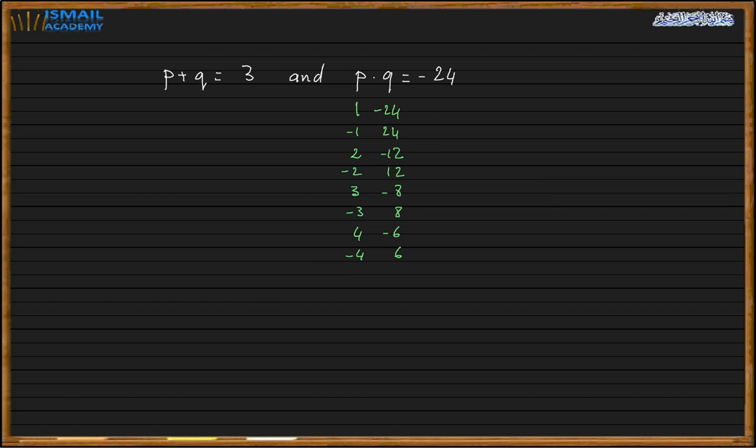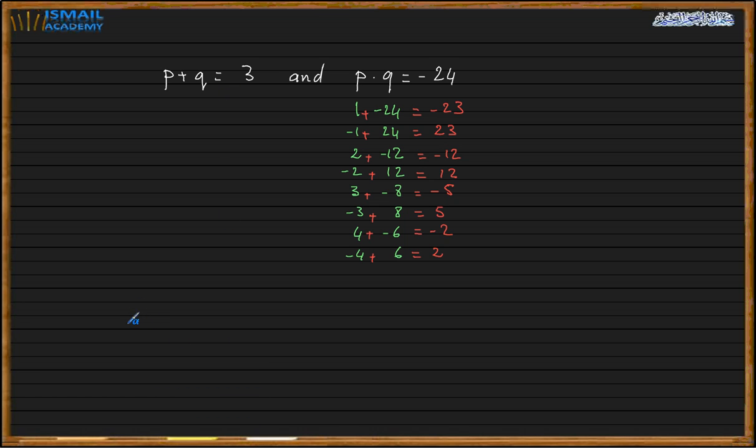So what I do next, let me see if I can get 3 here. I will add all. So here will give me minus 23, this is 23, this is minus 12, this is 12, this is minus 5, this is 5, this is minus 2, this is 2. And as you see, none of them is equal to 3. So which means we cannot use the direct factoring here.